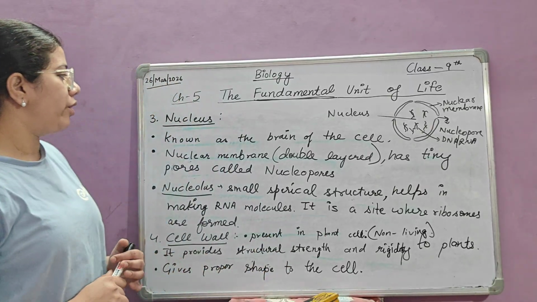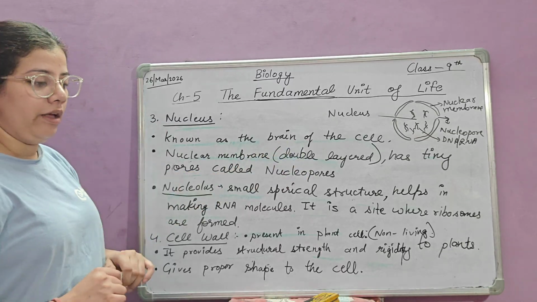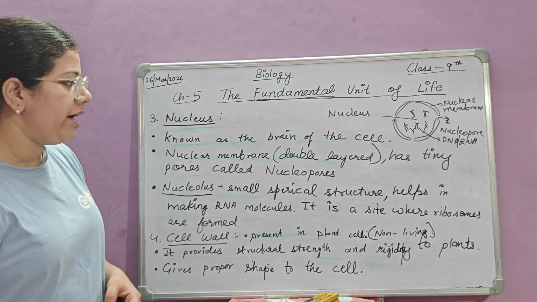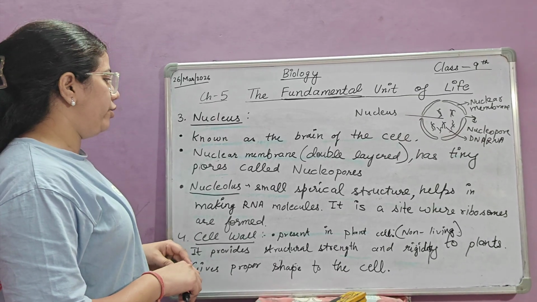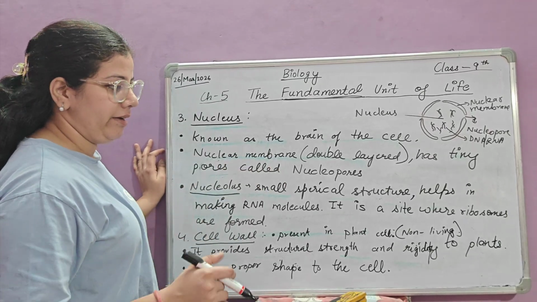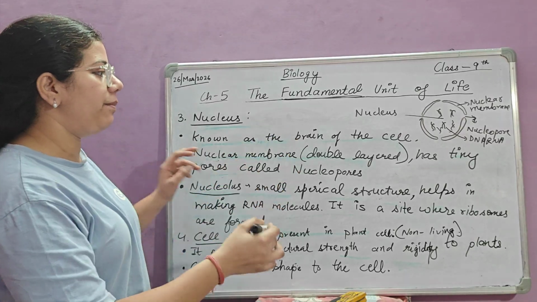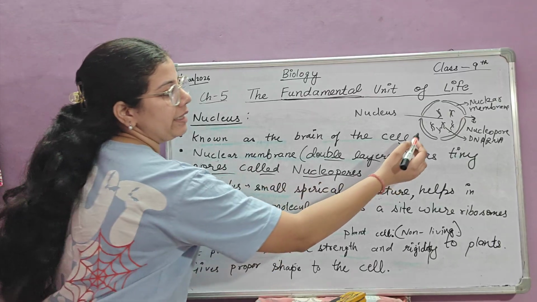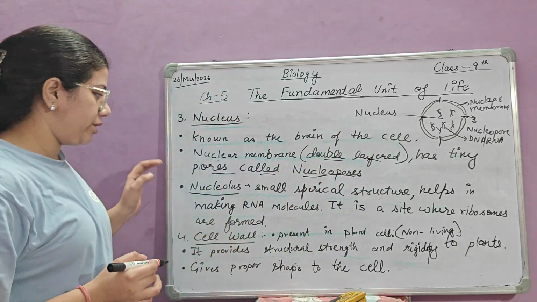Now I'm going to tell you the features of the nucleus. It is known as the brain of the cell. Why the brain of the cell? Because many functions, mainly hereditary functions, are controlled by the nucleus. It regulates all major activities inside the cell. Now, the nuclear membrane is a double layer. It has tiny pores called nucleopores. These openings are called nucleopores.